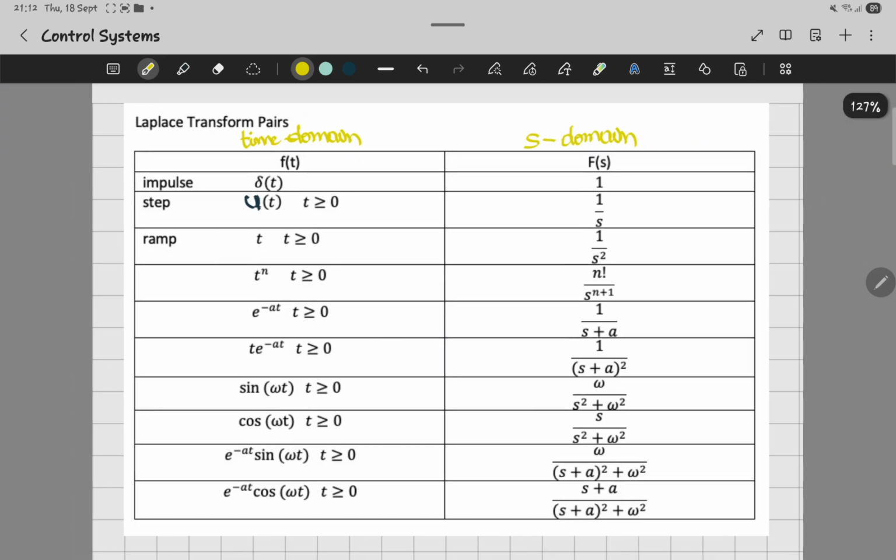So this is the Laplace table that we're going to use. We'll be moving sometimes from time domain to S domain. This is what we call Laplace transform, and from S domain to time domain we call it inverse Laplace transform.